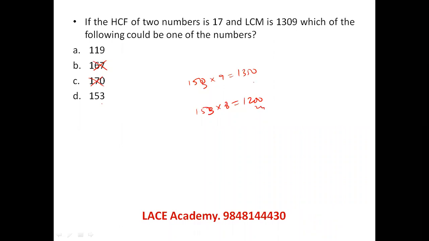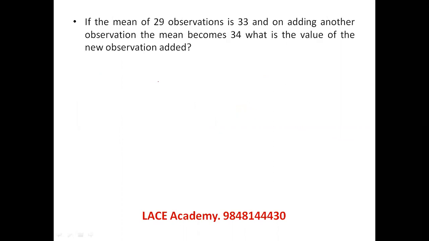And 153 into 9 will be more than that. So this is also not a number that can be. So the only option remaining is 119. So if you know proper tables knowledge and the concept basics, you need not really worry about calculations and simplifications.